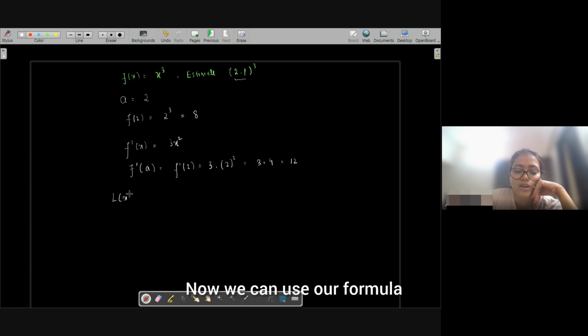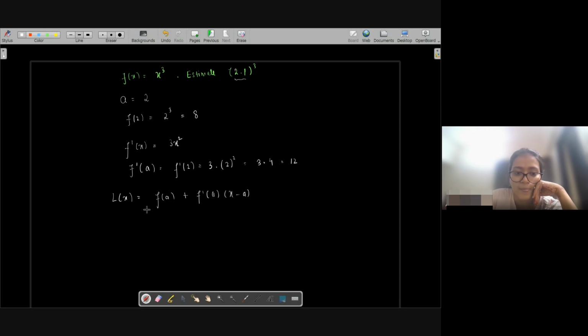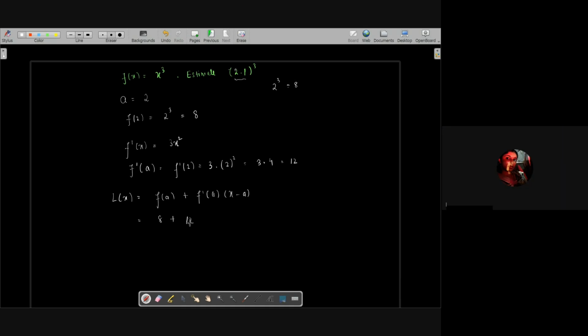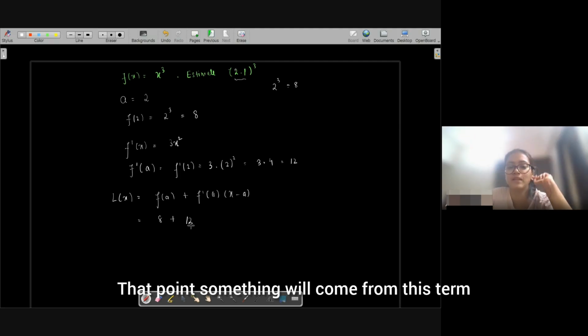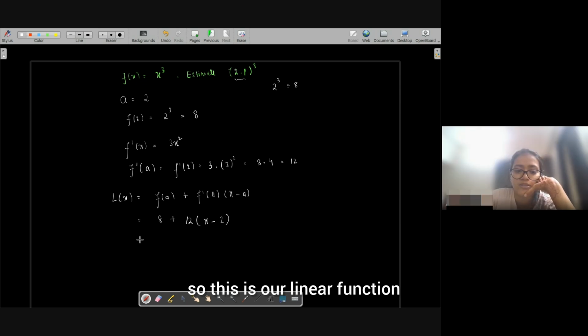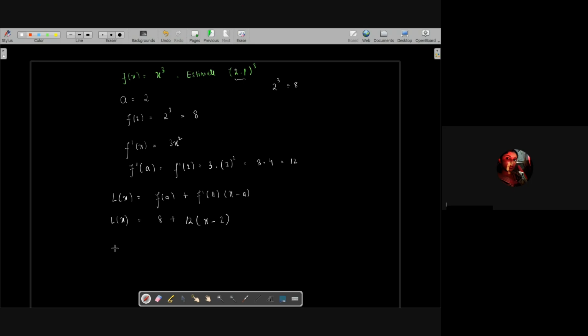Now we can use our formula. L of x is equal to f of a plus f prime a times x minus a. So f of a is 8, f prime of a is 12. See, you already have this 8, because if you do 2 cube, you get 8. And you'll get 8 point something. That point something will come from this term. It's 12 times x minus a, which is 2. So this is our linear function.